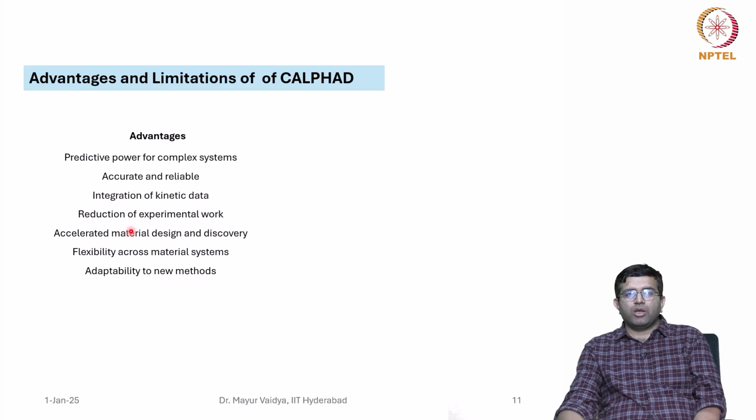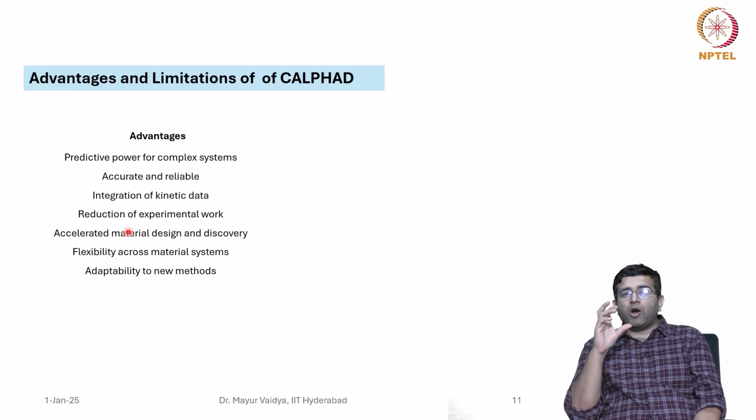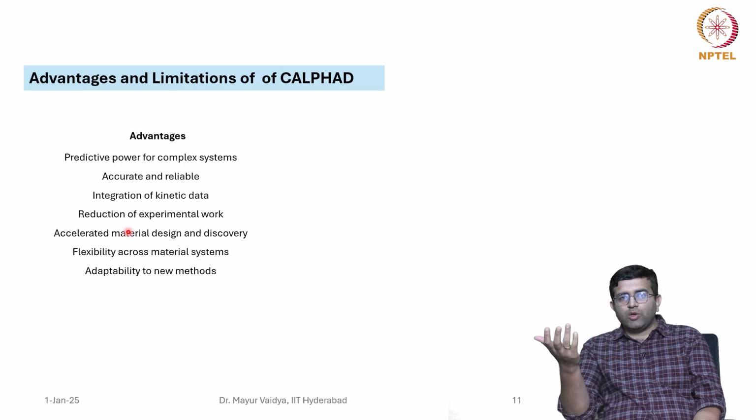This is very important now, because if you want to develop a new alloy, let us say you want to add a certain third element to an existing binary alloy or a fifth element to an existing four component alloy, how much of the element is to be added, what will be the impact, what are the new phases that are going to form if I add that element. If you try to do this experimentally, it consumes a lot of time, whereas with CALPHAD this experimental workload can be significantly reduced. Then you have flexibility across material systems, and it can be adapted to new methods.